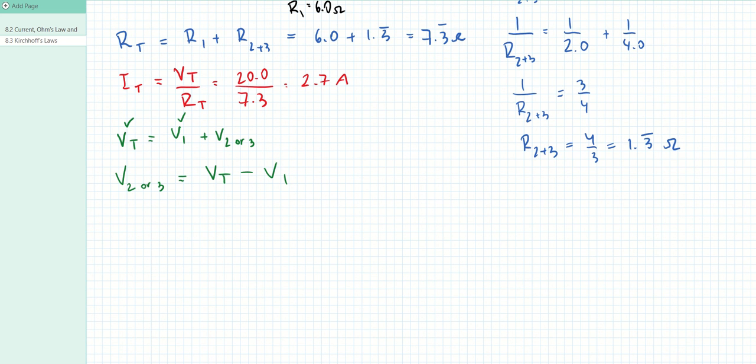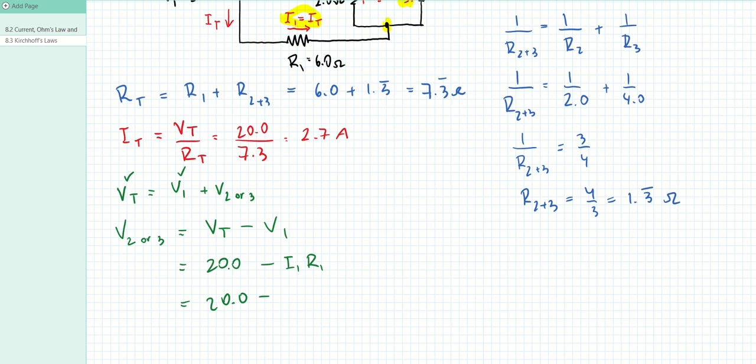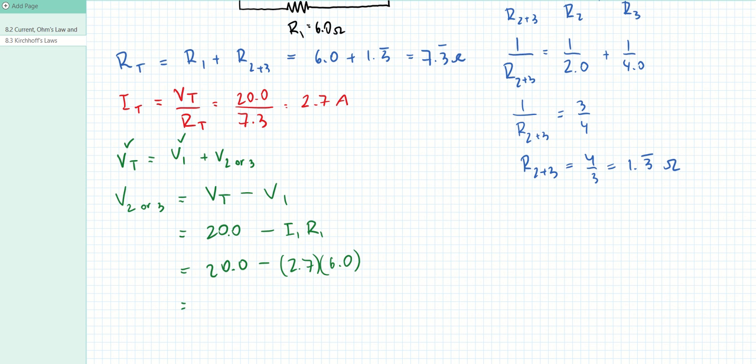So let's plug in the values for this. So V total is 20. Okay, so let's just write 20 minus V1. Well, V1 is going to equal the I1 times R1, which we already know. So let's plug in the value for that as well. So I1 is, we found it to be 2.7, and R1 is 6 ohm. So let's see, this is going to give you 3.8. So that's going to be your V2 or V3.